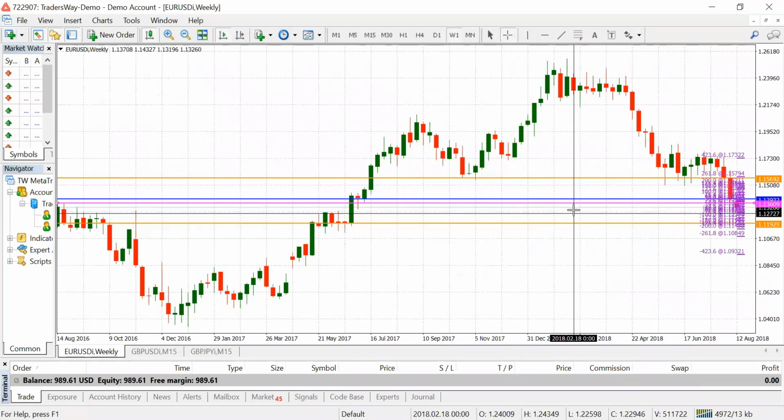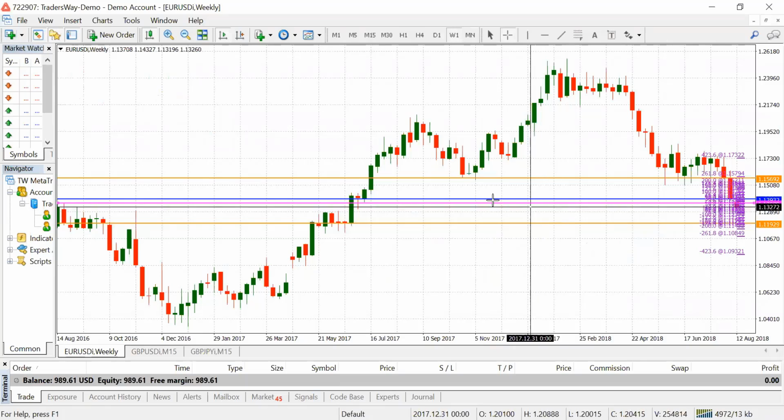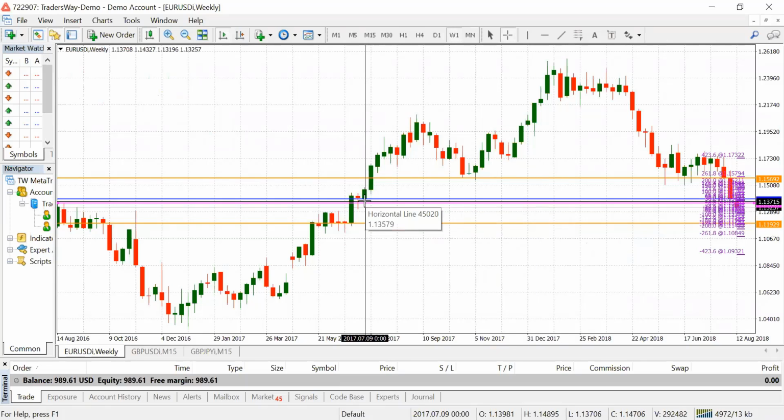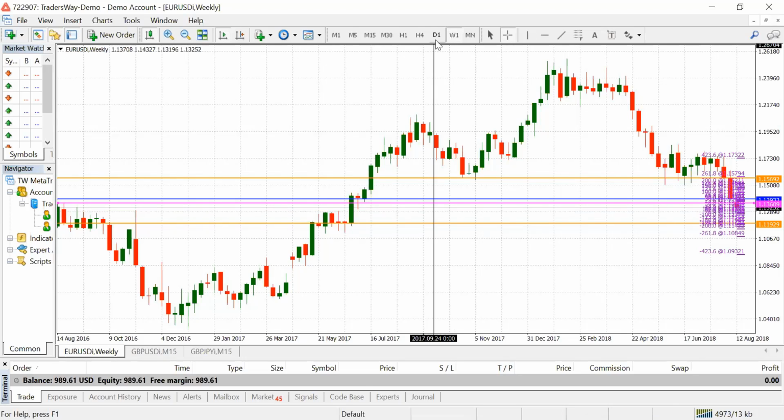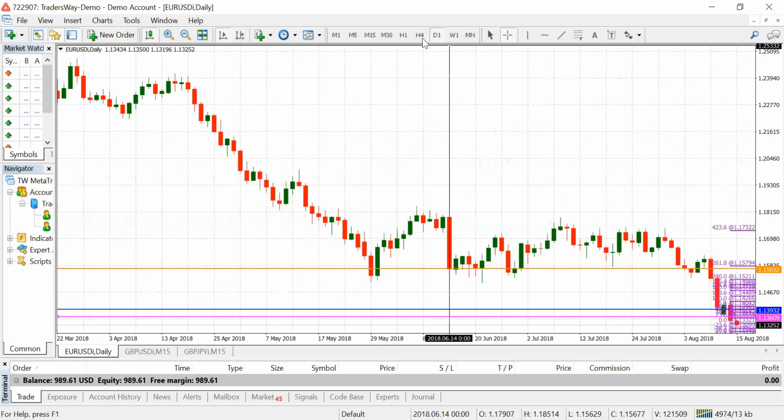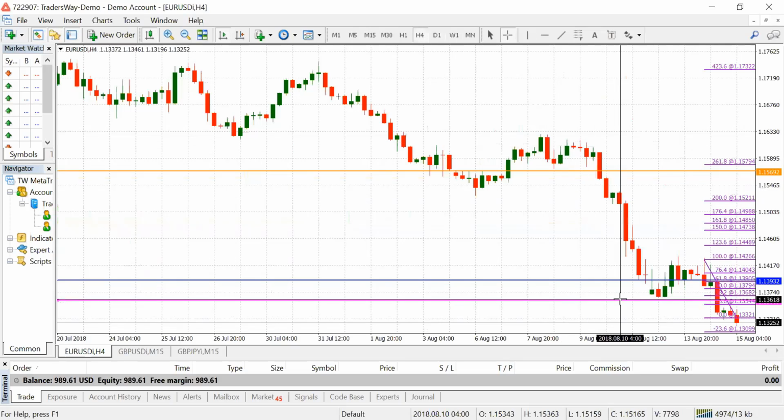And I just like to check the last time the price was at its certain low. So we can see here the last time the price was around this level was July of last year, 2017. So let's go back to the hourly. Then I like to check out the 4-hour as well.